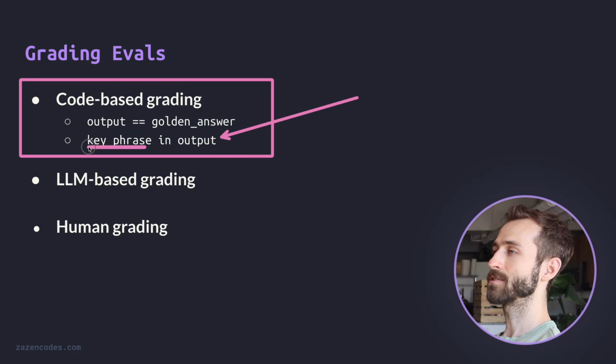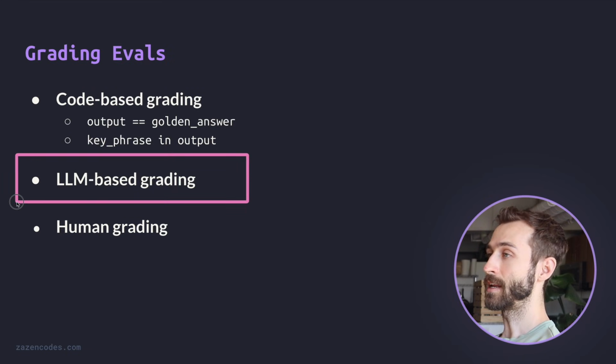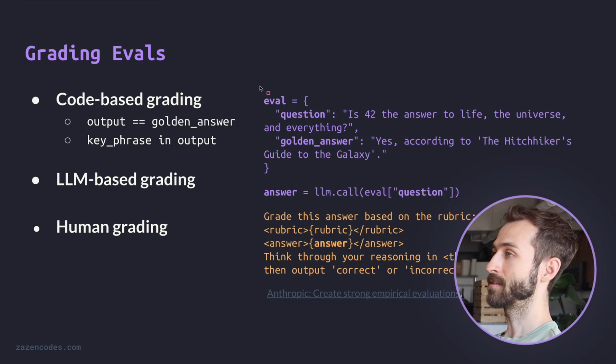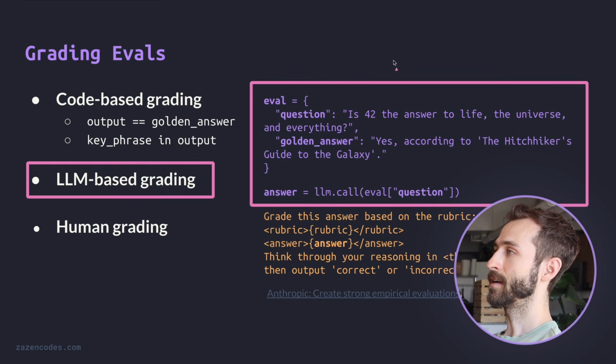Like, is the answer inside of the output from the LLM? The LLM-based grading is LLM as a judge, and it's just a prompt. In fact, that's what I have here. So this is our LLM-based grading example right here, where we're like, okay, given this question, is 42 the answer to life, the universe, and everything? The golden answer is yes, according to the Hitchhiker's Guide to the Galaxy.